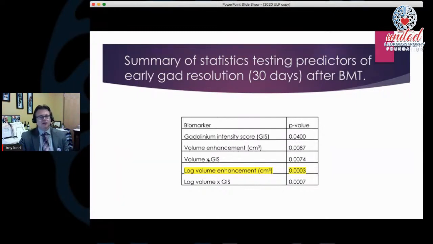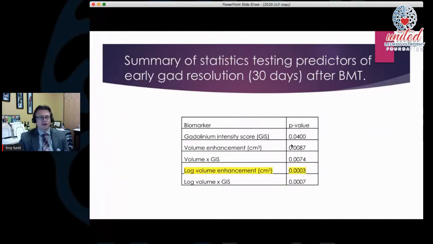I actually tried something where I took the volume I generated and multiplied it by that intensity score, which gave me a very unique number, and used that to try to predict who was going to resolve their gadolinium. And that gave us a pretty decent p-value, but it wasn't as robust as this line here. When you take the log of the volume of enhancement and use that to predict who's going to resolve their gadolinium at 30 days, you get the most highly significant value at p of 0.0003. And so this is where we focus the rest of the analysis.